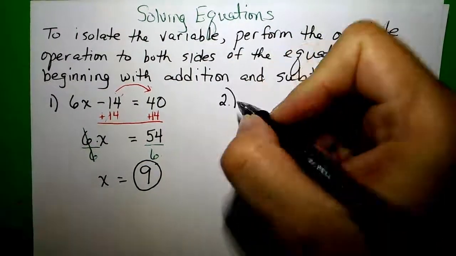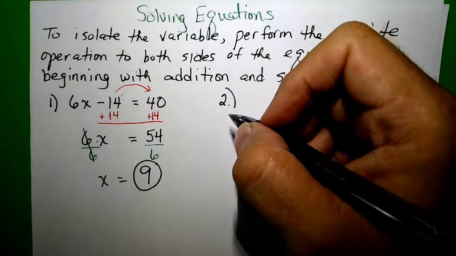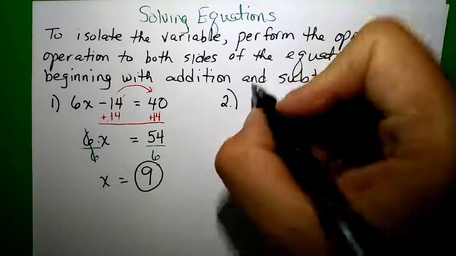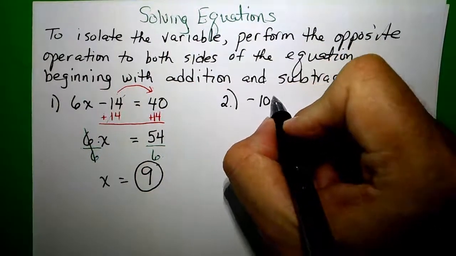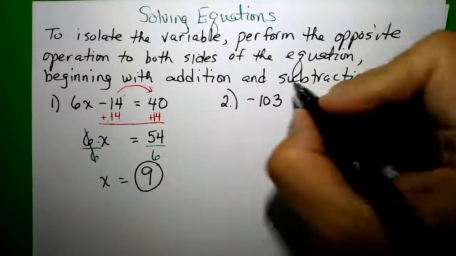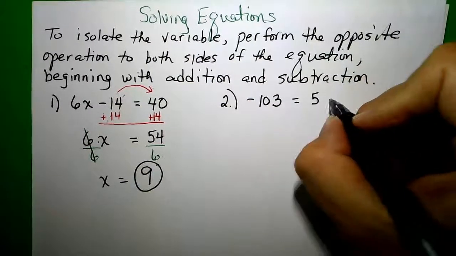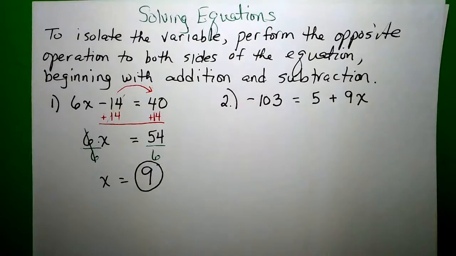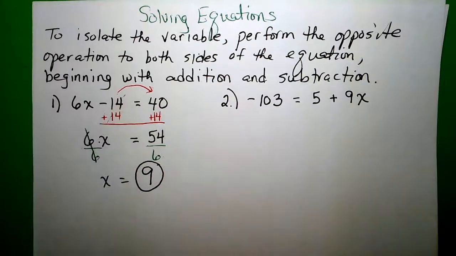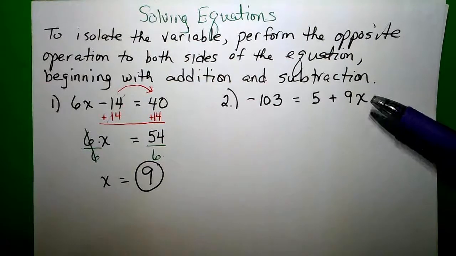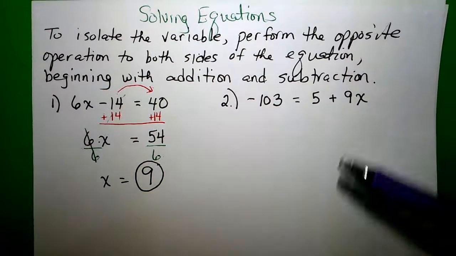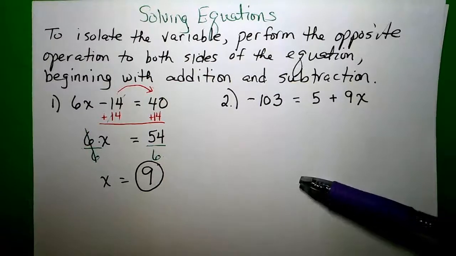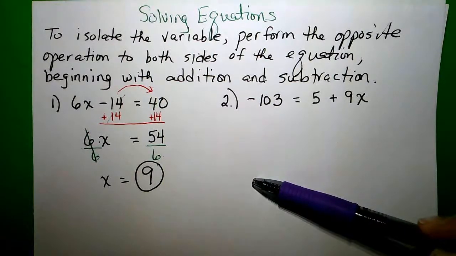Let's do another problem. Negative 103 equals 5 plus 9x. Usually you see the x on the left-hand side of the equation, but there's certainly no reason why you can't have the x on the right. So don't let that worry you. The only difference is you'll have the x on the right equals a number on the left.